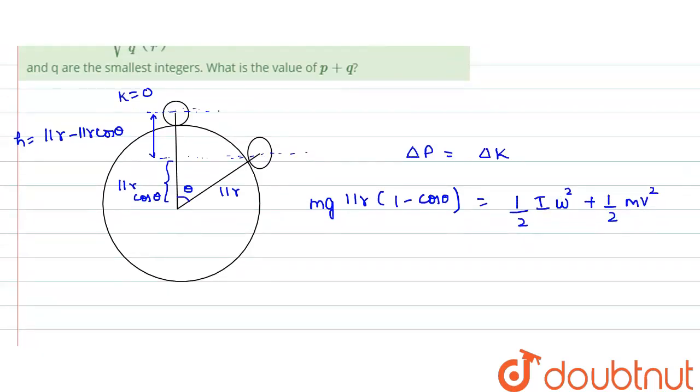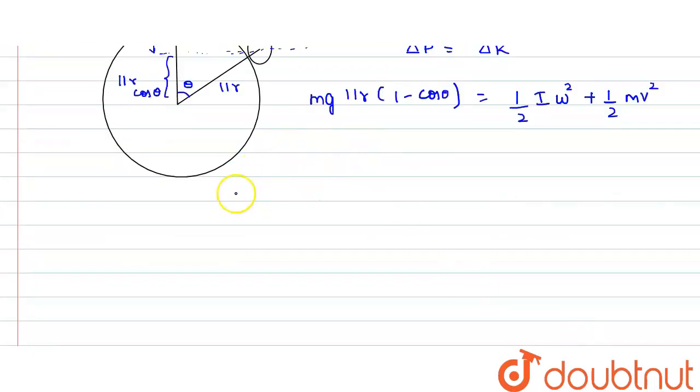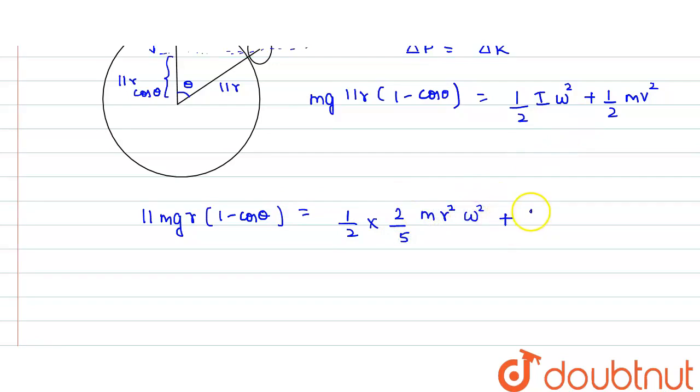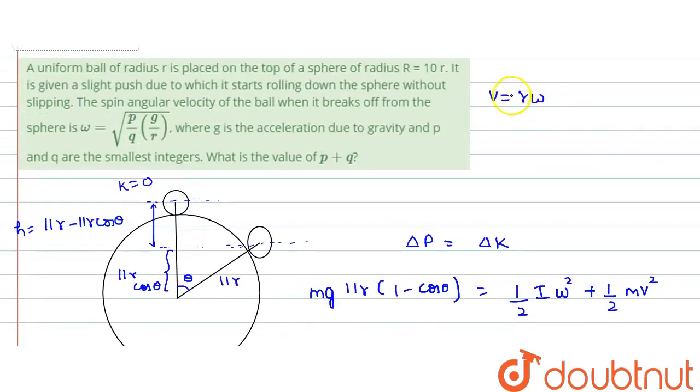Now we can rewrite this equation as 11 m g r times 1 minus cos theta equals 1 by 2 times the moment of inertia. What is the moment of inertia of the sphere? It is equal to 2 by 5 m r square, and it would be omega square, plus half m v square. Now we know that v equals r omega, so r square omega square would be equal to v square.